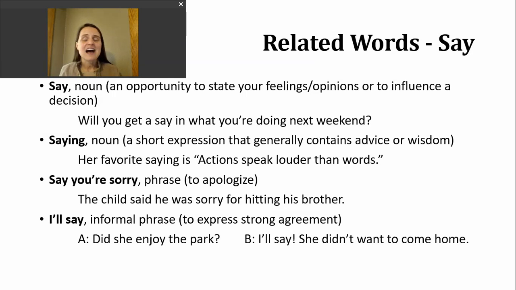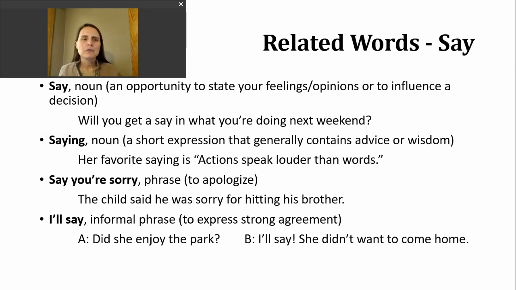Another phrase that uses our verb say that I think is fairly common to hear is to say you're sorry. And we can change the pronoun that's used. We can change from present tense to past tense with this, but it's this idea of saying one is sorry. And really all it means is to apologize. Here it is in a sentence. The child said he was sorry for hitting his brother.